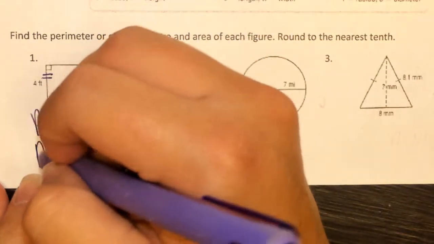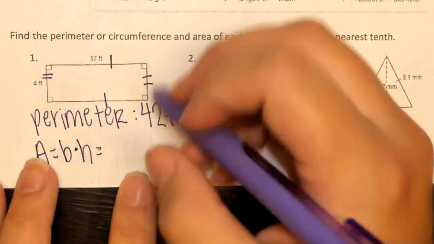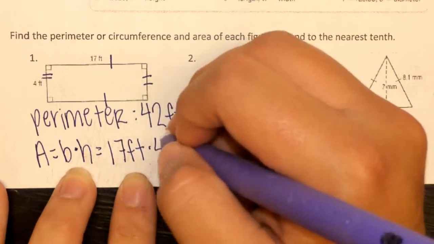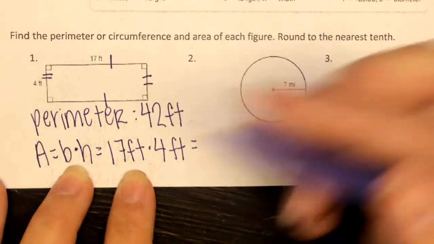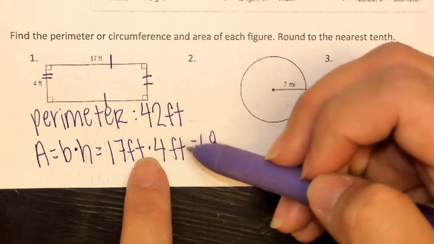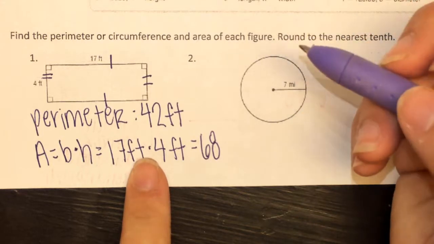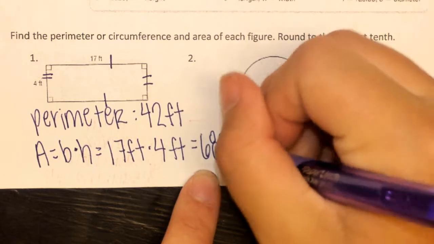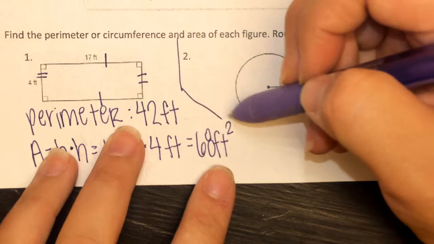Now when you're finding the area, you do base times height. It doesn't matter which one you do first, but let's go with 17 feet times 4 feet. 17 times 4, 68. Now here's where you've got to be careful. You just multiplied feet times feet. What is feet times feet? Feet squared. What is x times x? Not 2x, but x squared. So this is feet squared. You mean, do I really have to remember that on a test, or you'll count me off? Yep.